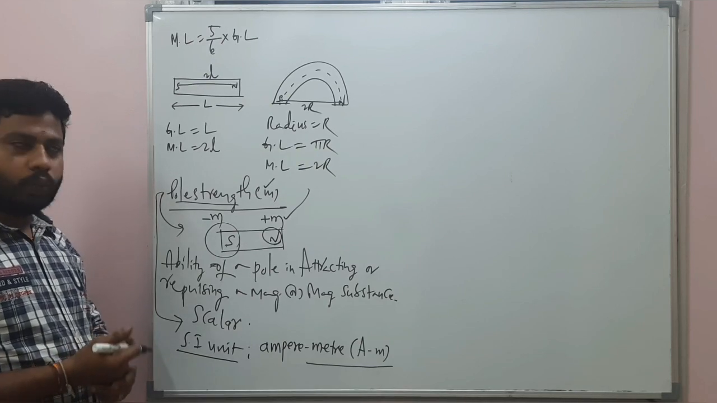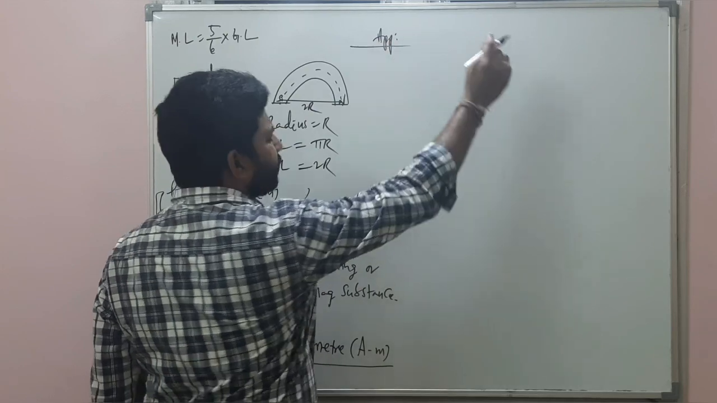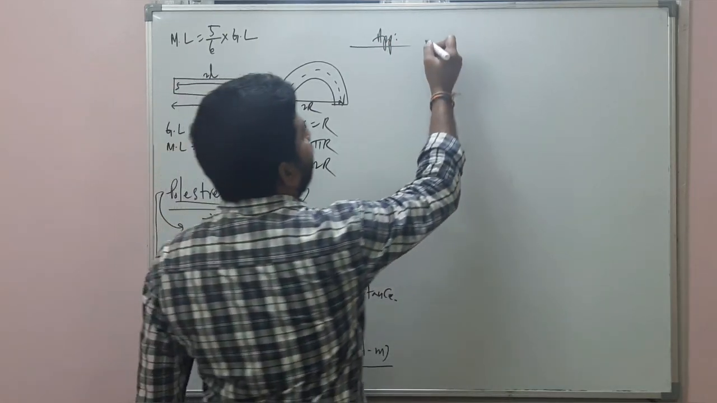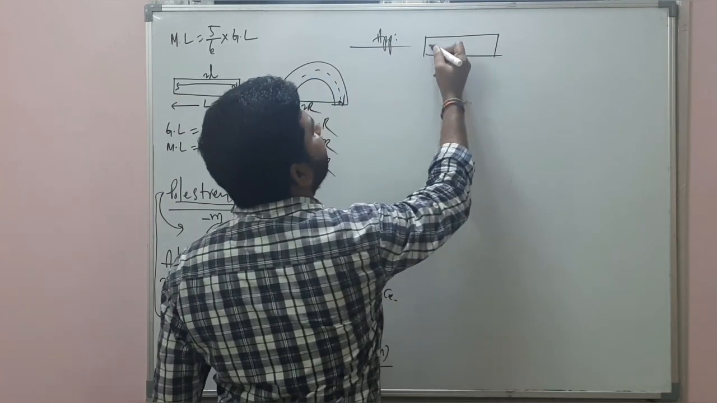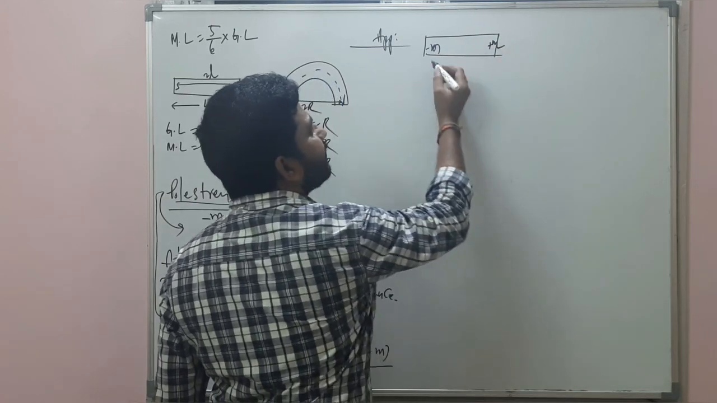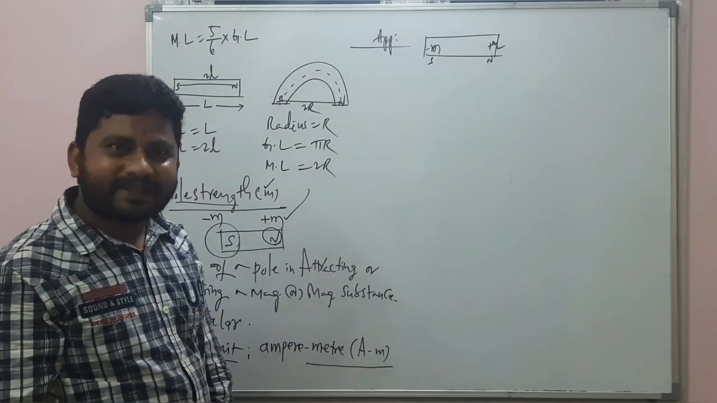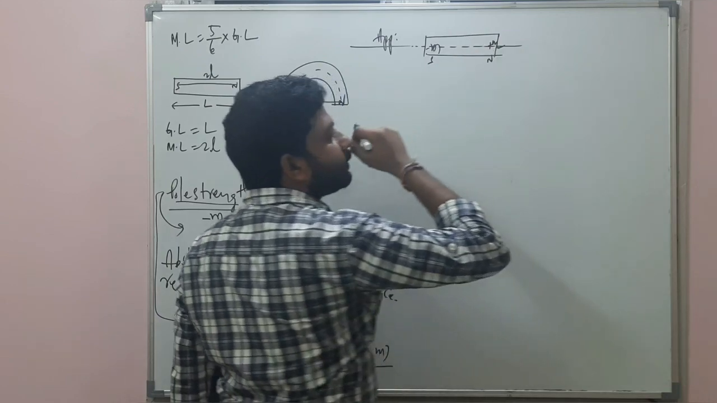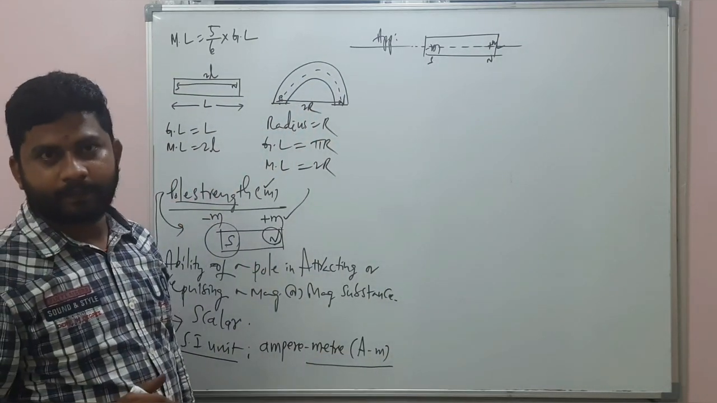Now, let's see a small application. Like this, many applications we'll be discussing in later classes. Simple, small application: it's minus m, which means south pole, and plus m, which is north pole. I'm just cutting this magnet into two halves, horizontal halves.